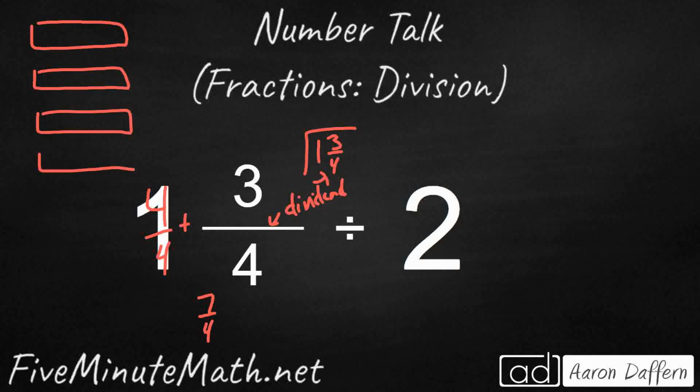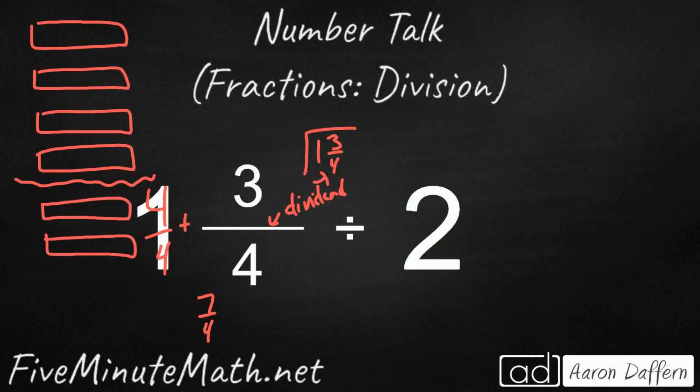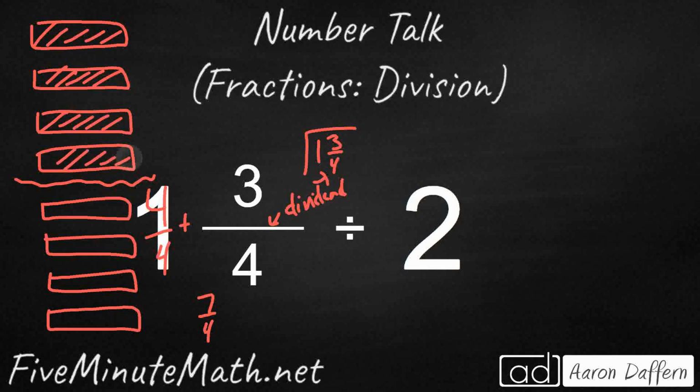All right, so I'm going to make this my 4/4 right here. That's my whole, and then I'm going to do another 4/4 down here, but only shade in 3 of them. So here's my 1 3/4. All right, I need to divide that into 2 equal pieces. So that is going to be my divisor. My divisor is going to be the number of pieces you're dividing it into. All right, so 2 pieces.